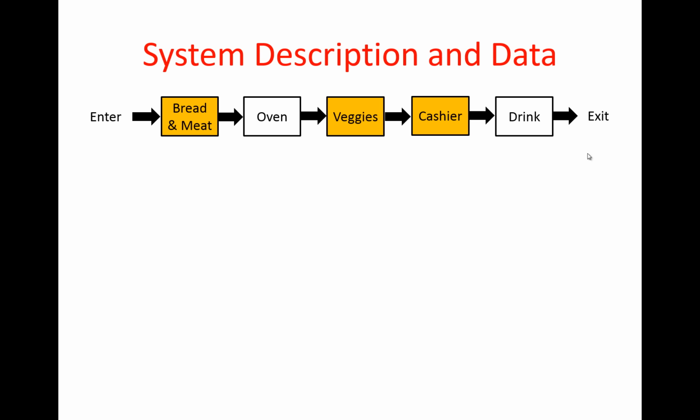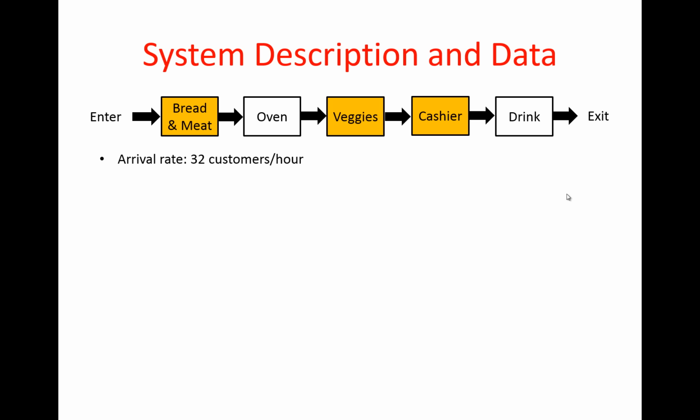So we have different stages in our system. We have the first stage in which customers choose the bread and meat, and then they go to the oven, then they go to the veggie station to put vegetables on their sandwich, they pay at the cash register, they get the drink at the drink machine, and then they leave the system.